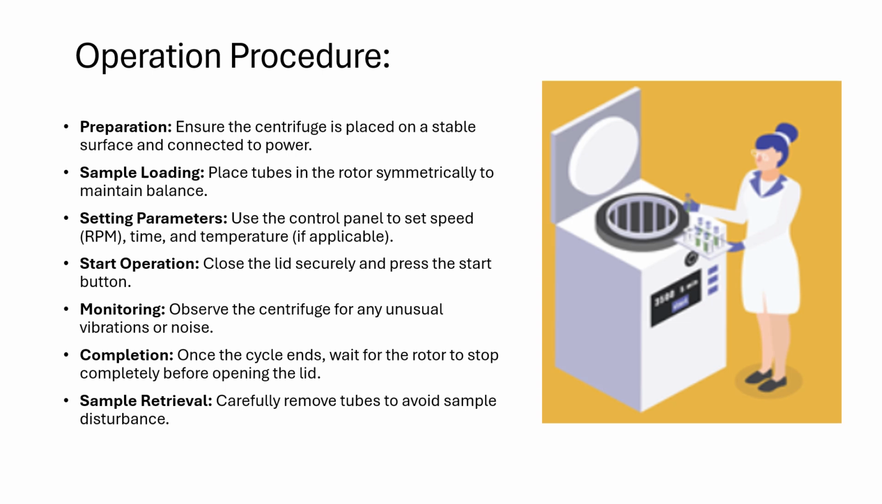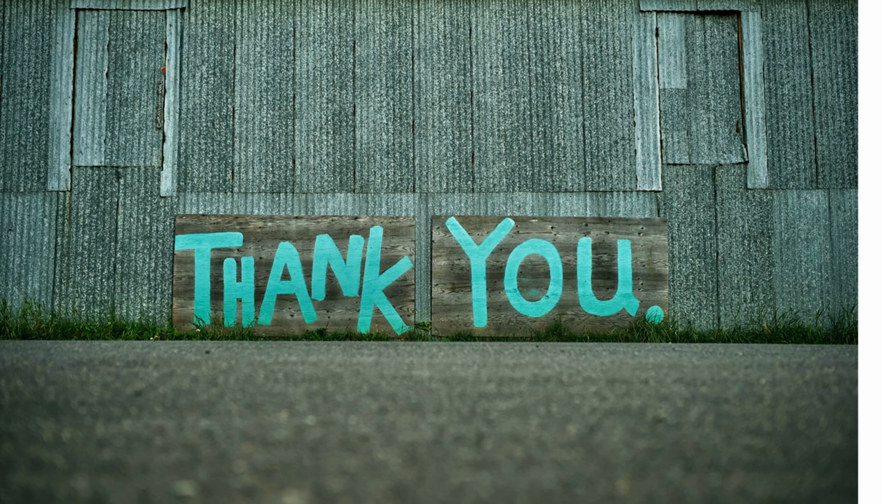Next one is sample retrieval. Gently remove the tubes, ensuring minimal disturbance to the separated layers. Handle the samples carefully and store them as per the experimental requirements to maintain integrity, right? So these are the overall operating procedures, that is, how to operate the centrifuge machine.